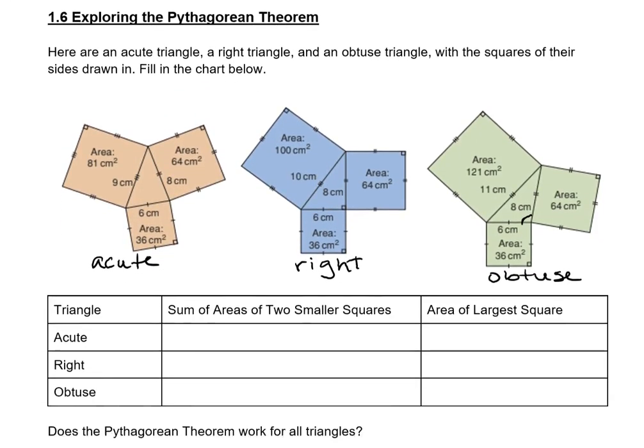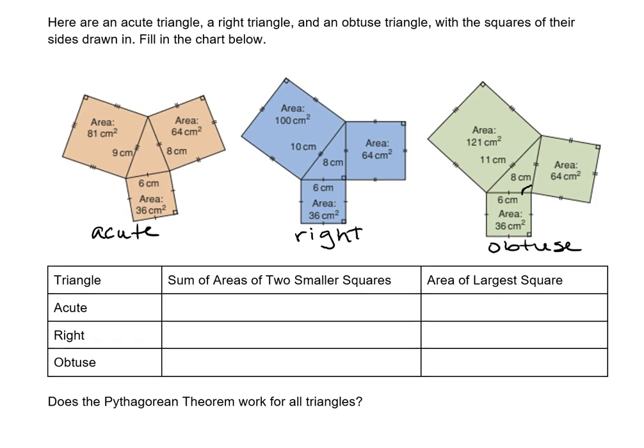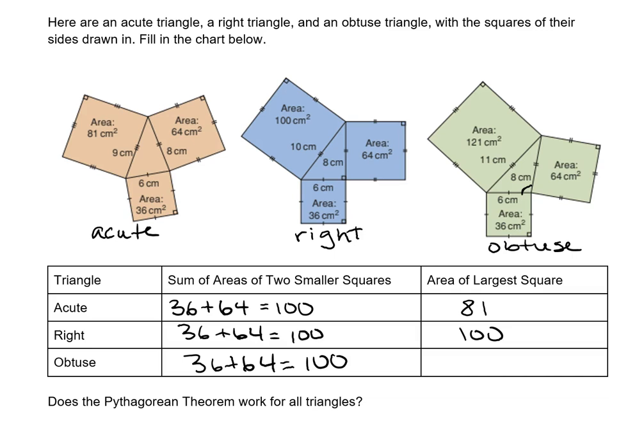Actually, let's just do this together. Okay, so the acute, we've got 36 plus 64, which is going to give me 100. And the area of the largest square is 81. The right is 36 plus 64, which is still 100, and the area of the largest square is 100. And then the obtuse, I got 36 plus 64, which is 100, and the area is 121.